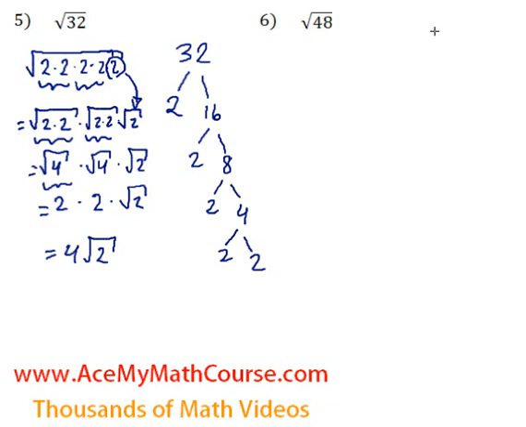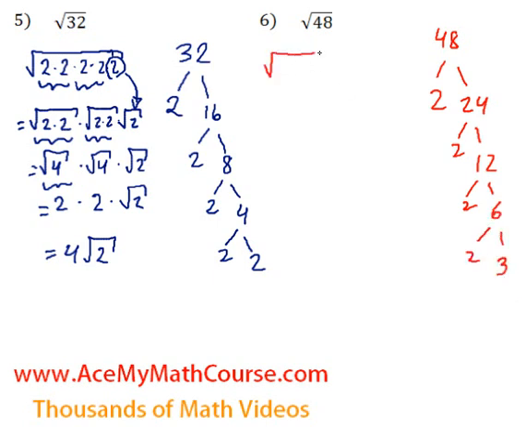How about 48? Well, let's make a factor tree for it as well. 48 divided by 2 is 24. Divided by 2, 12. Divided by 2, 6. Divided by 2, 3. Fantastic. So 48 is just 2 times 2 times 2 times 2 times 3.